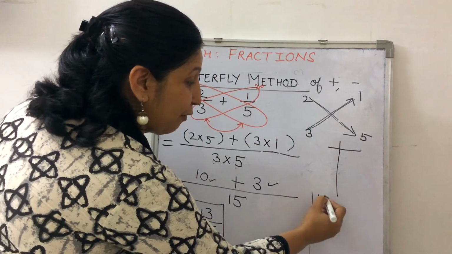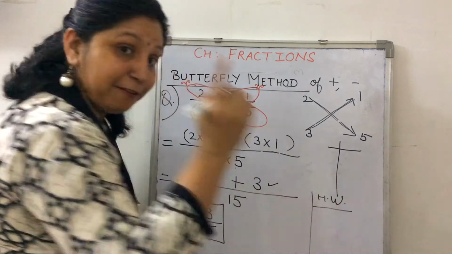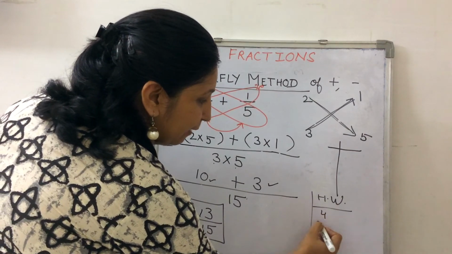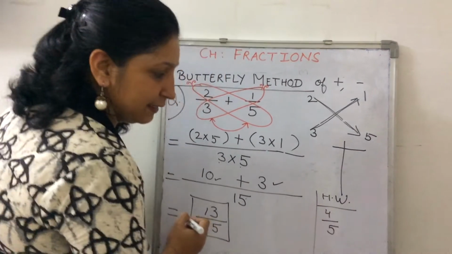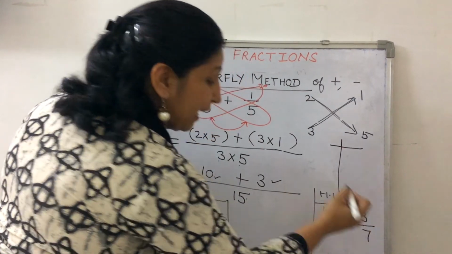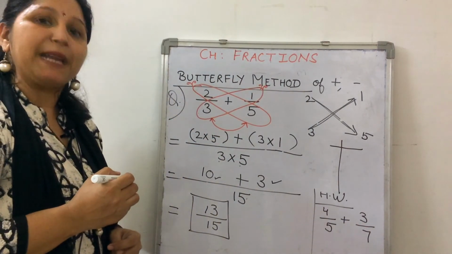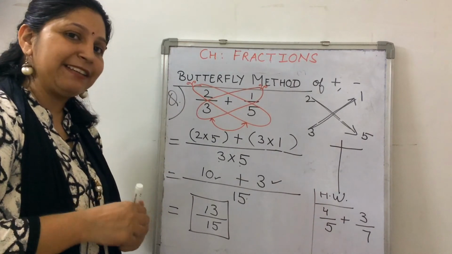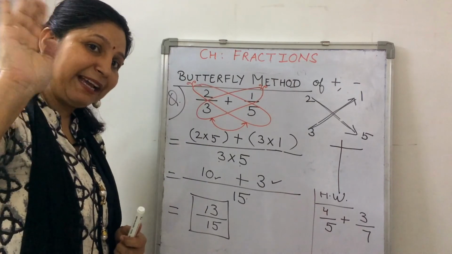Now here is one homework question for you all. If you have understood very well, I am going to give you one question: 4 upon 5 plus 3 upon 7. Solve this in your practice notebook and give me the answer in the comment box. I will check it there. All the best.